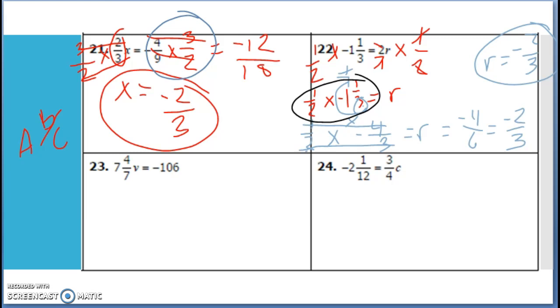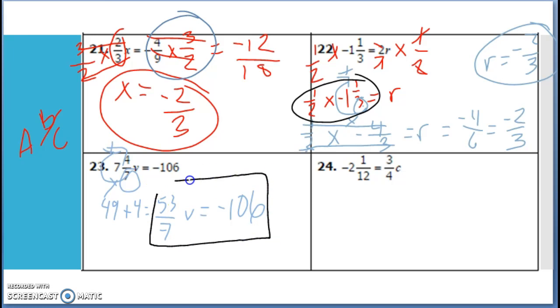So, to convert it, gotta use that tire method. 7 times 7 is 49. And then we add the top number, 4. 49 plus 4 is 53. Over our denominator, 7. So we really have 53/7 times v equals negative 106. This is our problem.